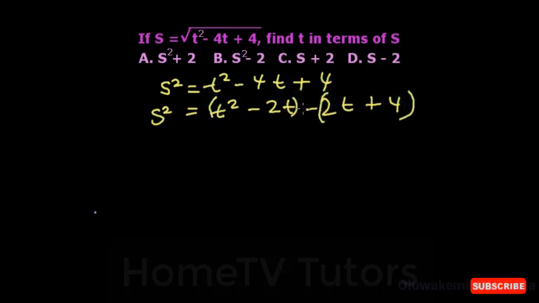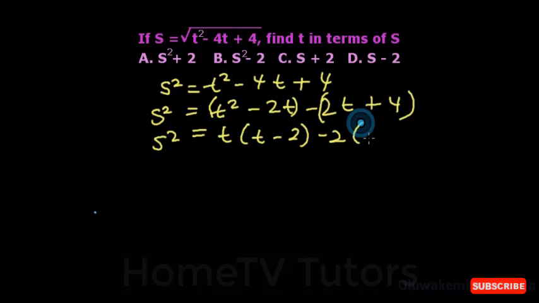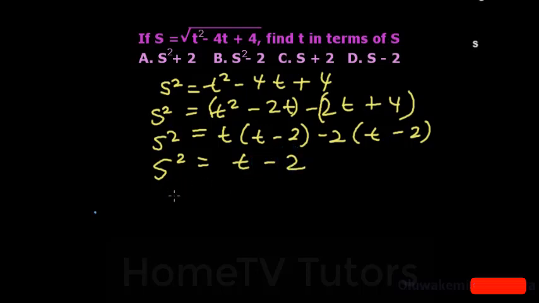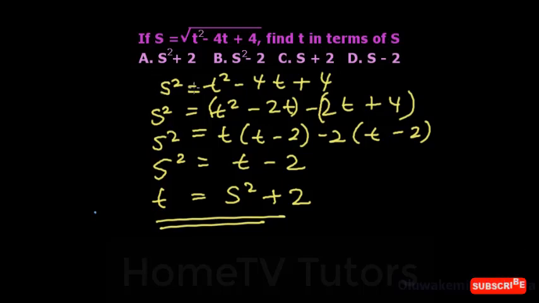So we group the expression. So we now have T bracket T minus 2 bracket minus 2 bracket T minus 2. Okay, so now we can see that the common factor on the right hand side is T minus 2. Alright, so now T equals S squared plus 2. So answer option A is the right answer.